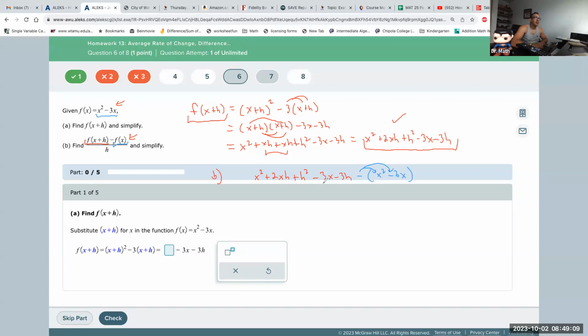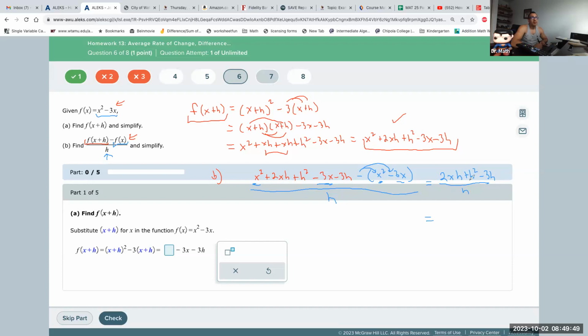So what you're going to see is this and this get canceled with this and this, because their signs are going to be opposite. And everything's over h, because that's what they have on the bottom here, all divided by h. So after we cancel the x squareds and the 3x, all we're left with is 2xh plus h squared, and then minus 3h, all divided by h.